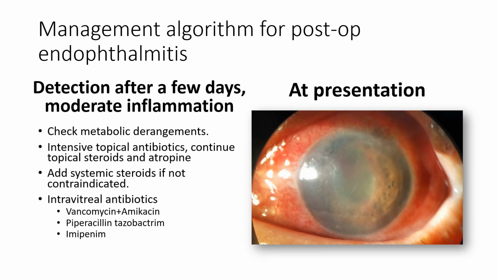So what to do now? These patients should be checked for their metabolic derangements. Intensive topical antibiotics, continue topical steroids and atropine. Add systemic steroids if not contraindicated because of any systemic condition, and inject intravitreal antibiotics. I prefer vancomycin and amikacin, and the other options are piperacillin, tazobactam, and imipenem, which is also supposed to have a good effect because of rising resistance among the pathogenic organisms.